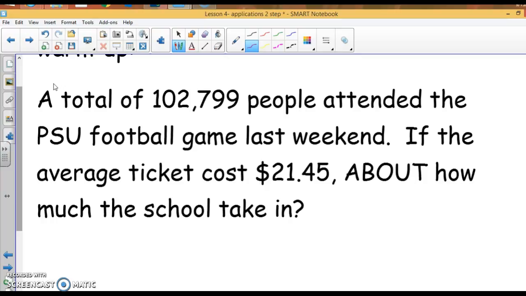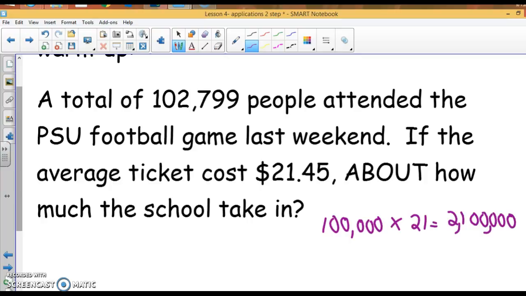We're estimating. So I'm going to round this to 100,000 times, I'm going to round this to 21. Those are easy numbers to multiply in your head. 1 times 21 is 21, and I'm going to add 5 zeros. So 1, 2, 3, 4, 5. I end up with 2,100,000.